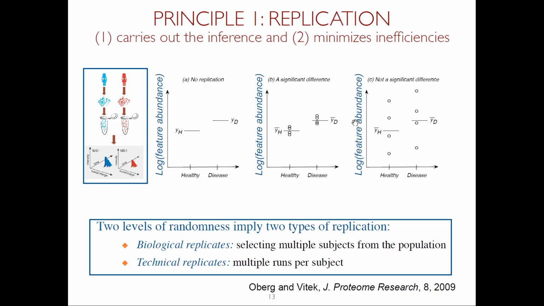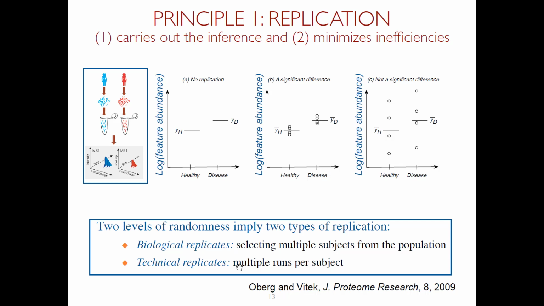So we really need to have replicates to know how much variability there is, so it allows us to carry out the inference. But also, it helps us minimize inefficiencies, because if we have more replicates, we are really, really confident in this mean, and we can claim that this change is systematic. And because we have two layers of random variation, we have biological replicates and technical replicates, and so we can potentially have both, right? And I'll give you the upshot.